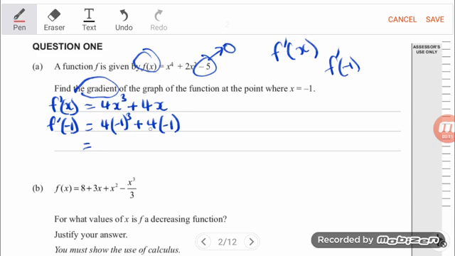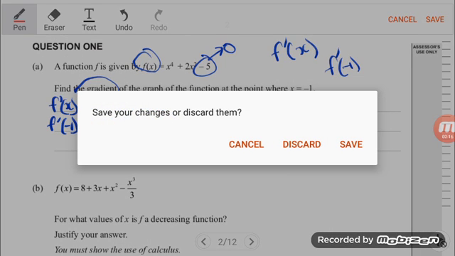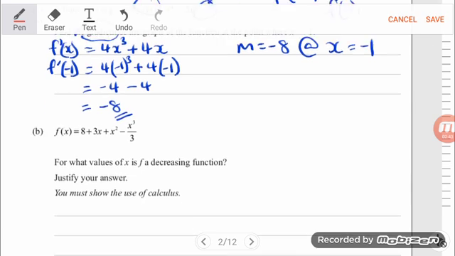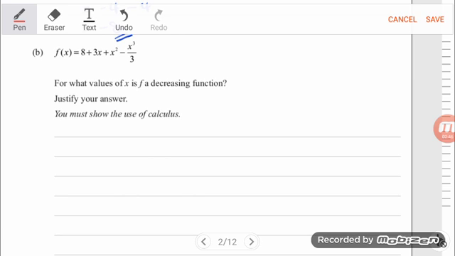Okay. We've got 3 -1s. Whoops. So that should be -1 in the end. 4 times -1 is -4. 4 times -1 is -4 again. So the gradient should be -8. And we're done. If you really want, you can say m is equal to -8 at x equals -1.